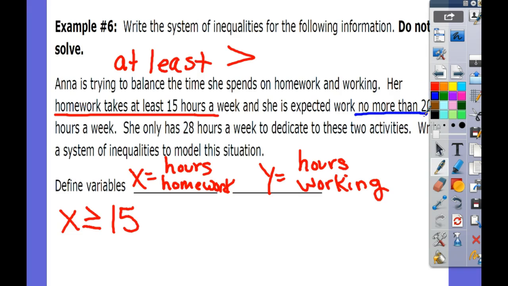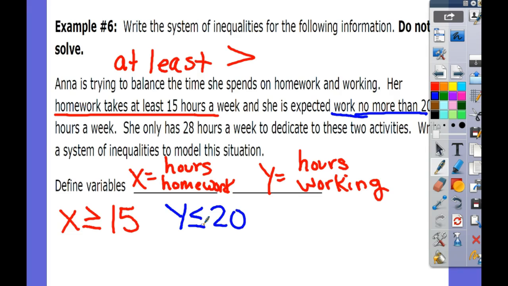No more than 20 hours a week at work. The variable for work was Y. So no more than 20. Does that mean she can work 30 hours? Or 10 hours? So it might be less than that 20. But it's not supposed to go over that 20.